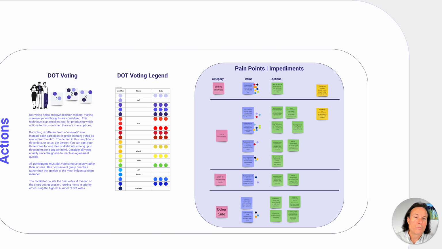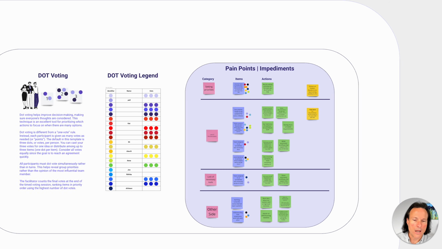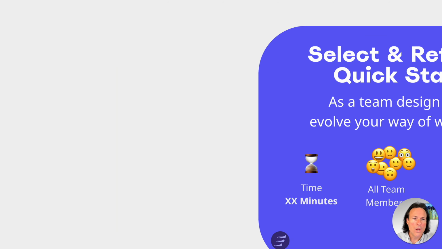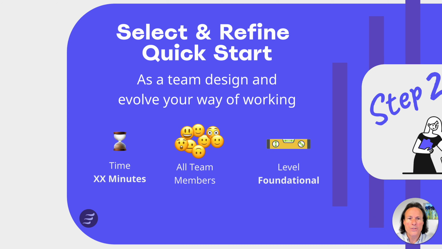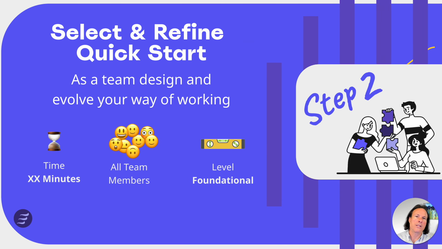From there, we can do some grouping, right? We can do some affinity groupings where we're getting down to the specific items and actions. In this template, we use dot voting as one of the optional practices to be able to see where we need to focus on. So once we've established team context, once we've got some insights into those pain points, each one of these activities typically takes less than an hour. We can get on with our next step, which is to use a starting point. We call these quick starts.